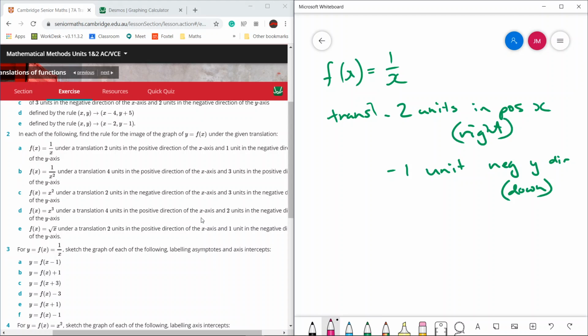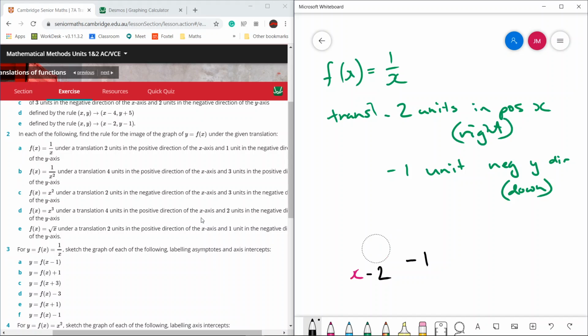So without doing any of the notation, you might go, well, I want to go 1 down, so I'm going to chuck a -1 out the end here. And then I want to go 2 units in the positive x direction. So you go, oh, well, I remember that from my quadratics chapter. That just means I've got to put in a -2 down the bottom here. Okay, so that would be our new function.